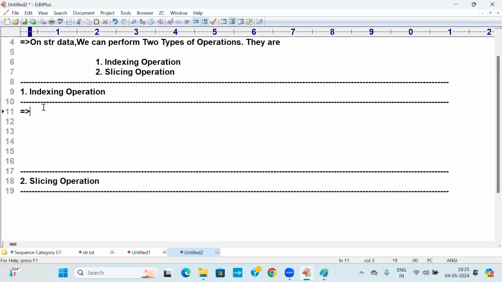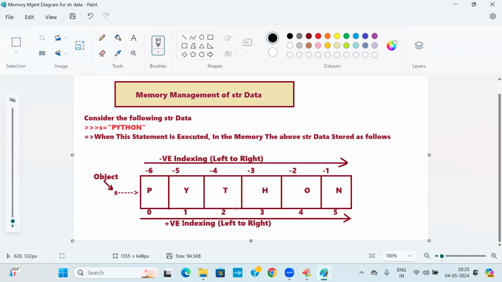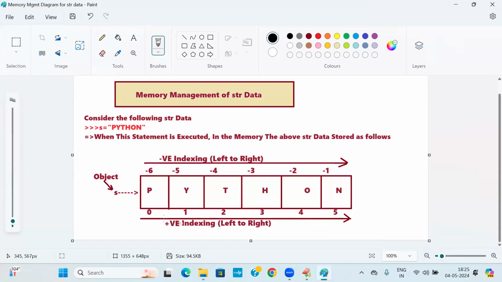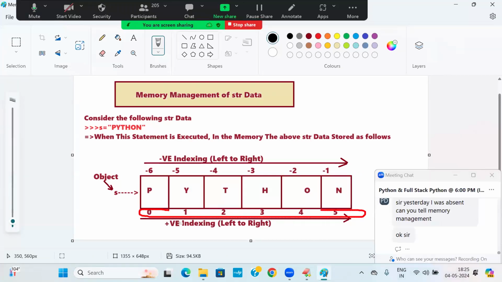Like that, indexing also. If you look at the diagram, what is the index of T, my dear student? 2. What is the index of N? 5. The index of N can be either 5 or -1. Did you understand this indexing mechanism? What is this indexing mechanism? Negative indexing.